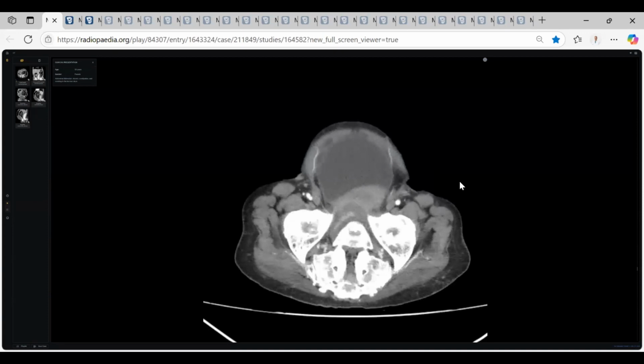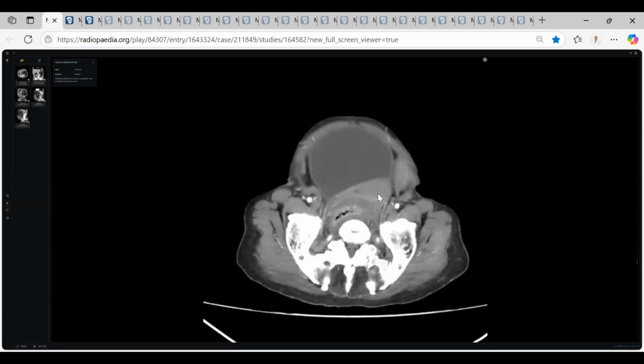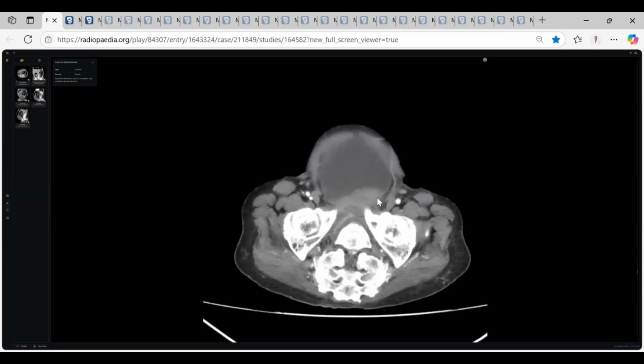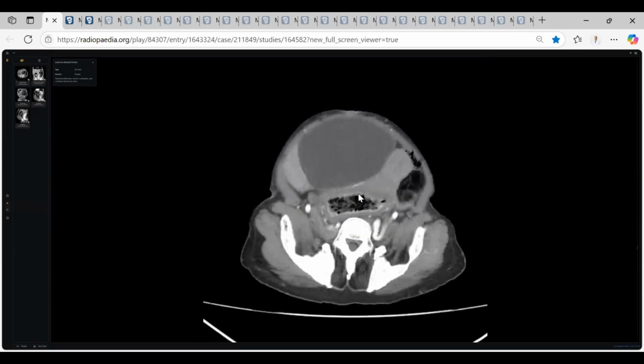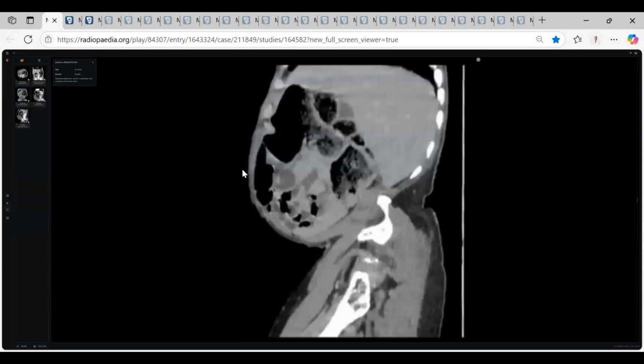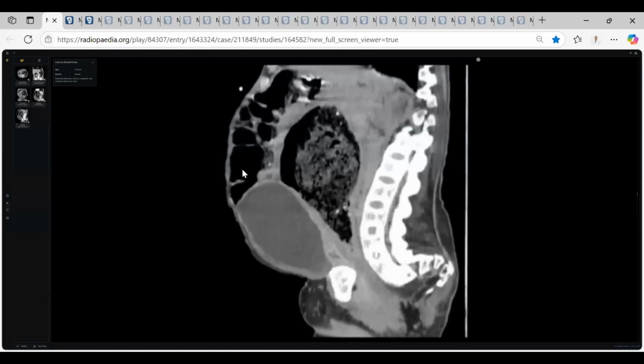So where is the change of caliber? What is the name of this region? Okay, I will help you. At the rectosigmoid junction. Excellent. I will help you again. Leave the mouse. Look here. What happened?